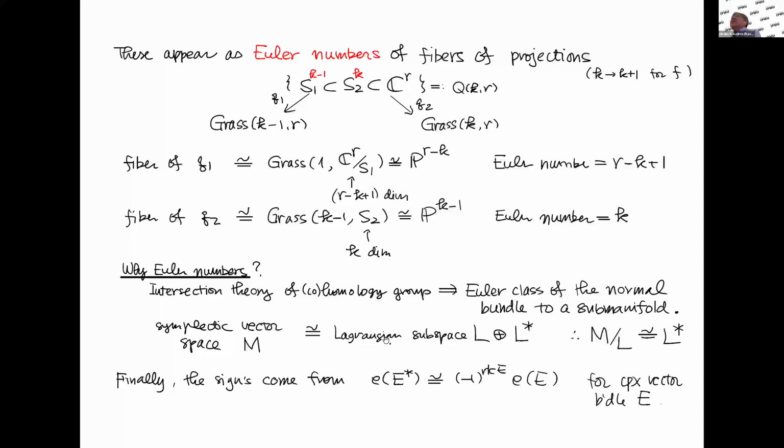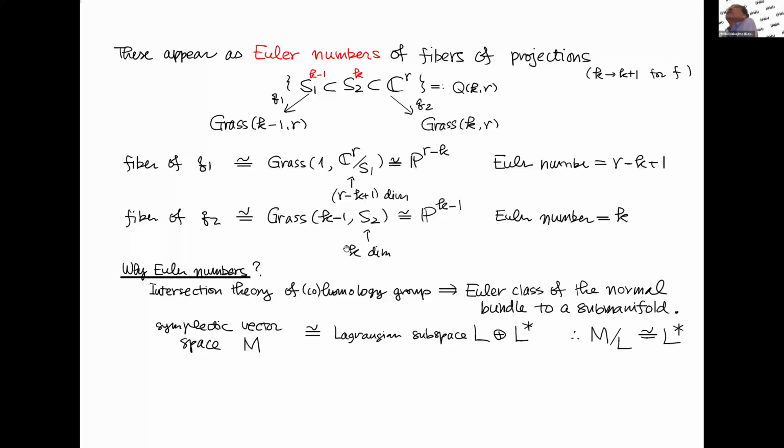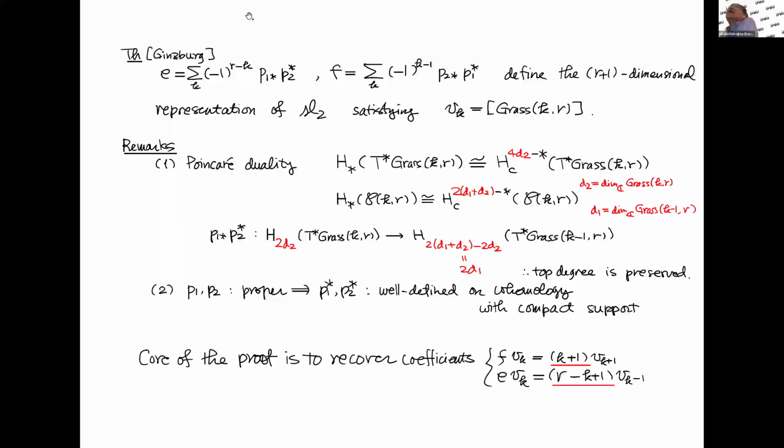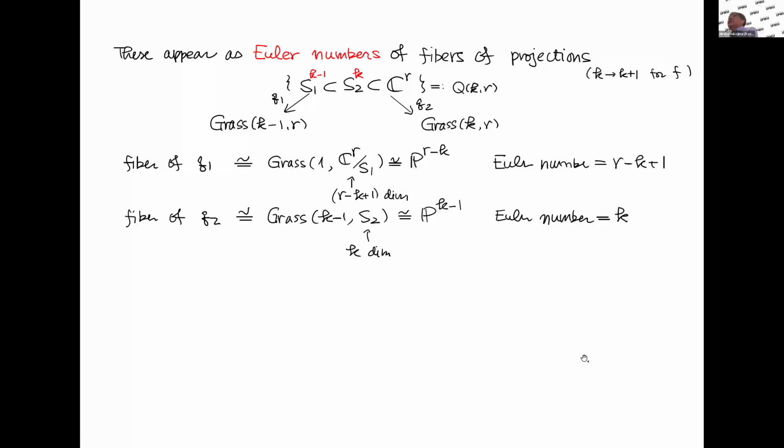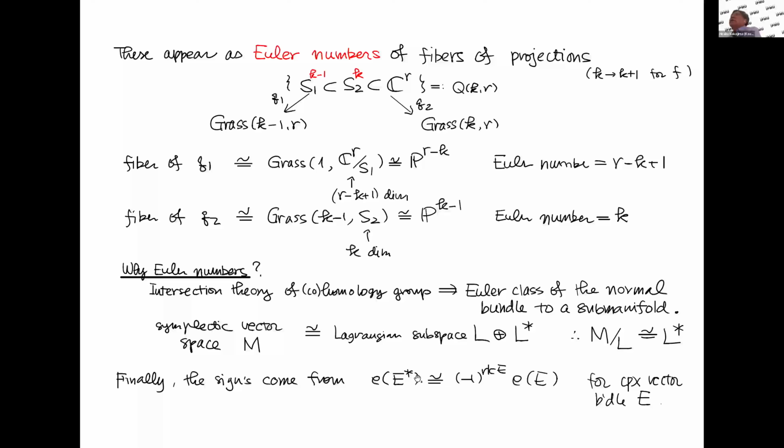The Euler class of the tangent bundle is closely related to the Euler number. Finally, there is the strange sign in this result, r minus k and k minus 1; in fact, these are the dimensions of the fibers. This appears because the Euler class of the dual bundle is given by the Euler class of the original bundle up to a sign, and this sign is minus 1 to the power rank E, for a complex vector bundle. So this is the essential point of the argument to compute these coefficients r minus k plus 1 and k in geometry. Okay.